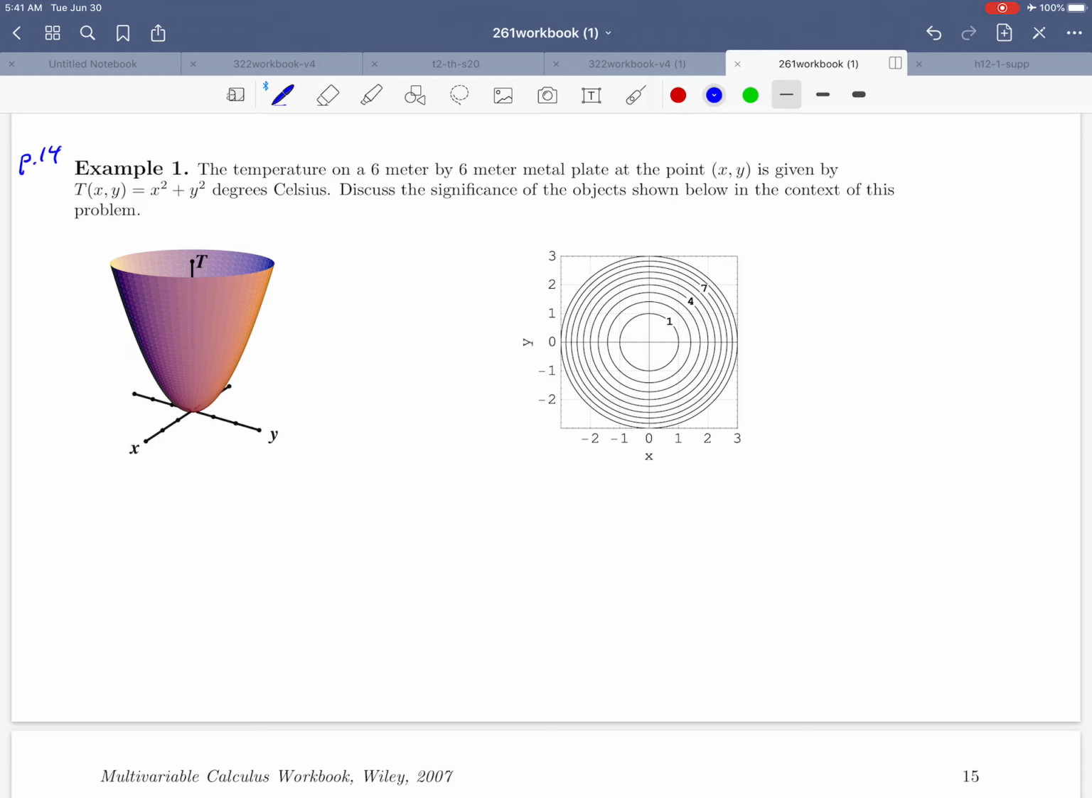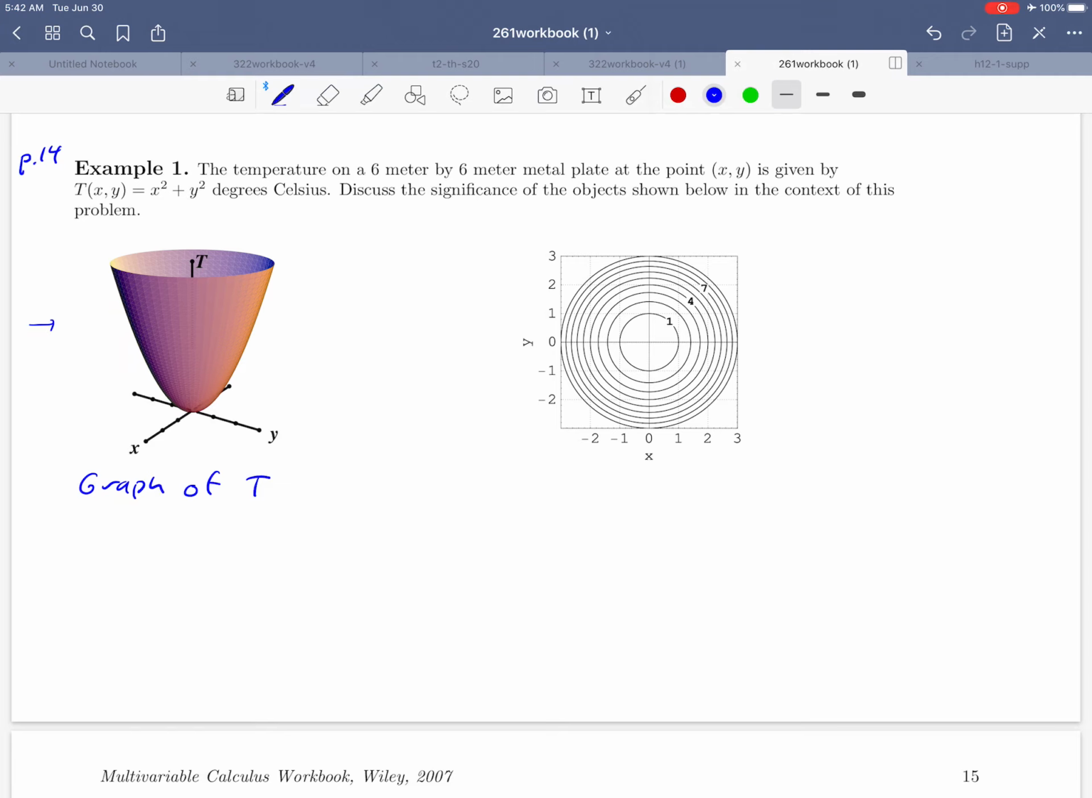It's telling us that the temperature on a 6 meter by 6 meter metal plate at the point (x, y) is given by the formula T(x, y) = x² + y² degrees Celsius. They'd like us to discuss the significance of the objects that we see below. Let's start with the picture to the left here. What we're really looking at here is the graph of the function T.